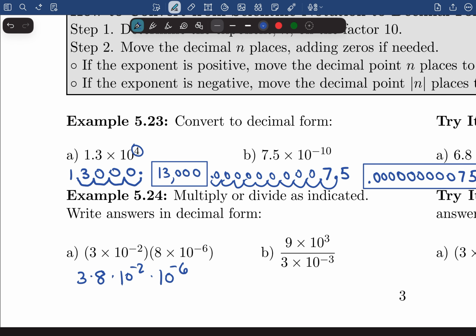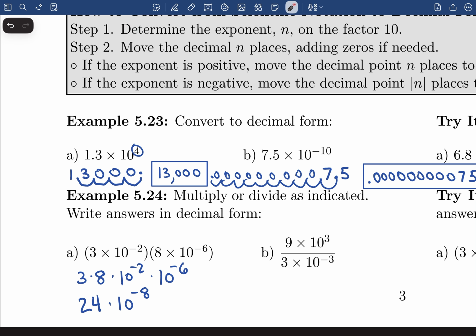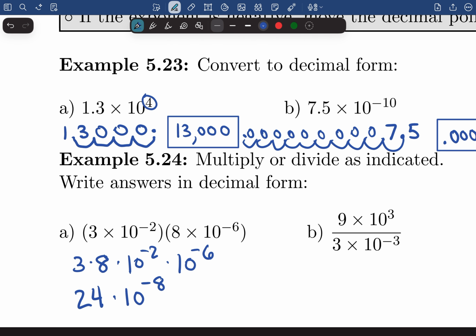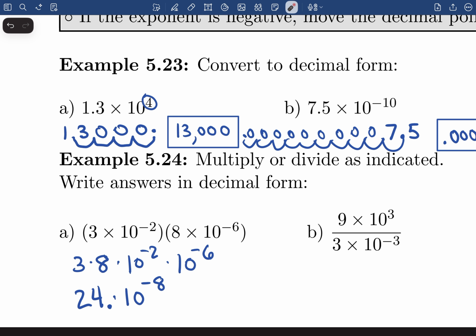Yeah? So 3 times 8 is 24. Okay? And then that's multiplied by 10 to the negative 8, right? Because I can add negative 2 plus negative 6, adding them together gives me negative 8. I've just used the product rule of exponents. Now, this is not quite in decimal form yet, so we need to put it in decimal form. And to get that done, we just need to move the decimal place of 24, well, 8 places to the left, right? So this is 10 to the negative 8.